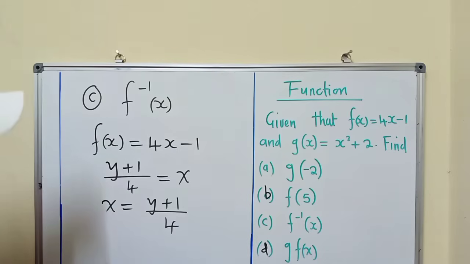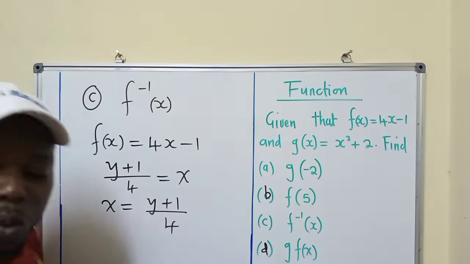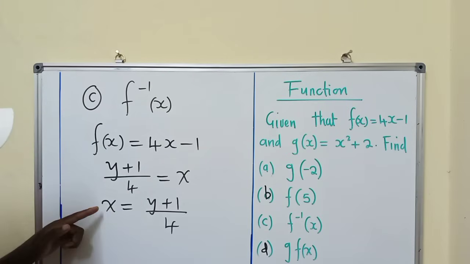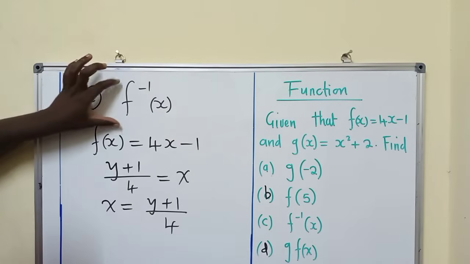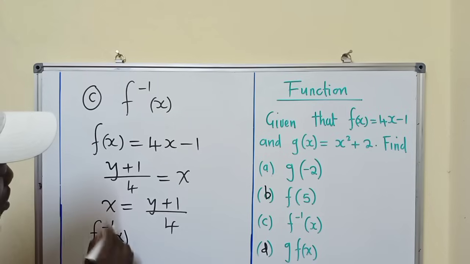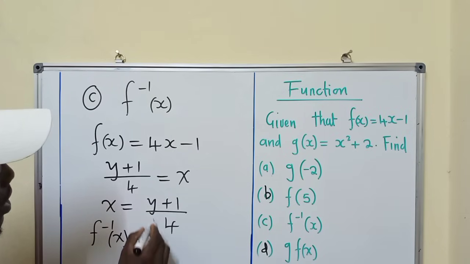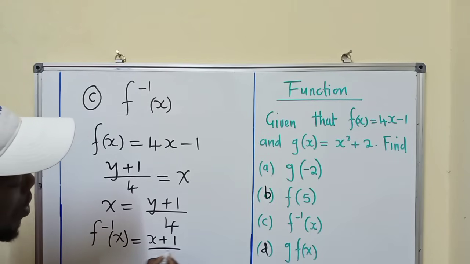So once you reach this point, just tell yourself that I'm almost done. What you do, you see that x is now the subject of the formula. Since it's the subject of the formula, now get this. f inverse of x, you write it here, is equal to, where there is y here, just put x plus 1 over 4.